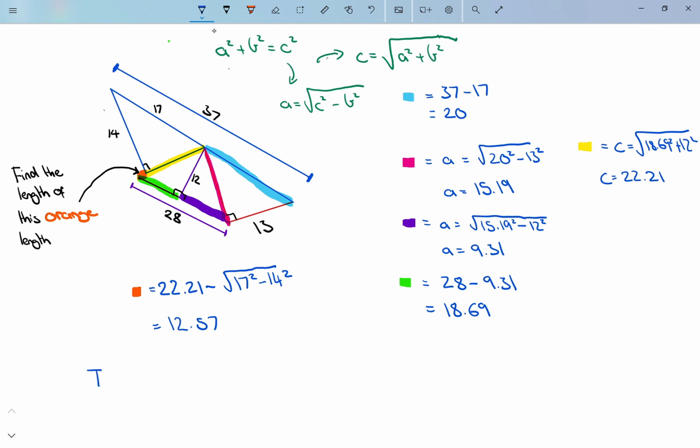So you can write that as a statement. The orange length equals 12.57 units. Okay, and it's important to include the units. Just because we haven't given our actual units we're measuring, we need to put that actual word, units.